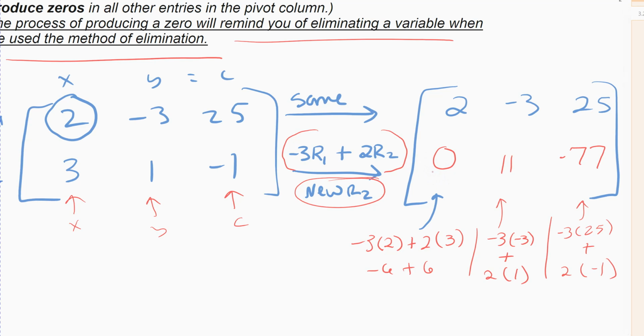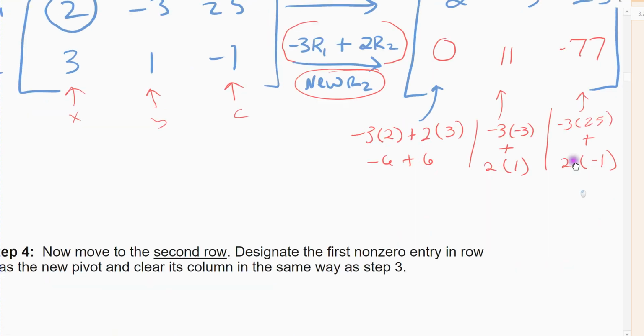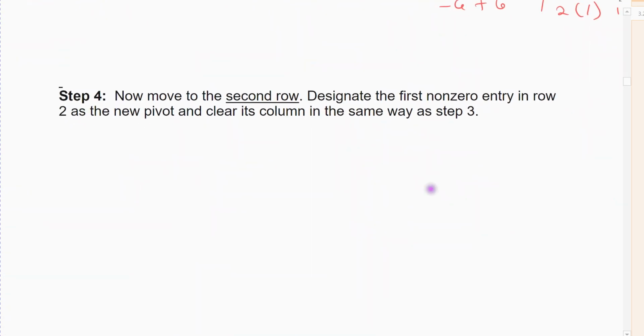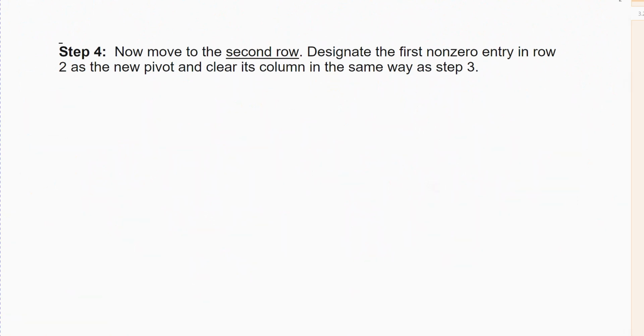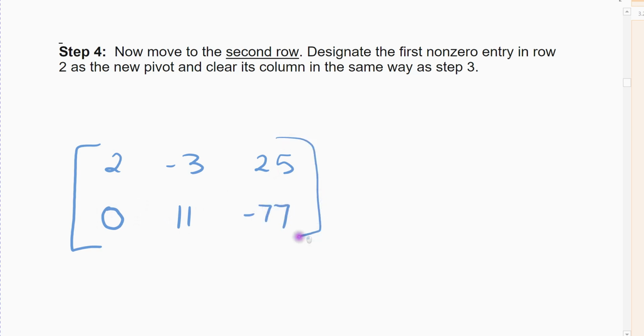Alright, now we're going to do the exact same thing. Because remember I said it emulates the elimination method, and we basically walk through the elimination twice. So the next step is to do the same thing, but now with the second row. So I'm just going to rewrite the equation I had above. I'm going to write 2, -3, 25 for my first row, and then my new row 2 was 0, 11, -77.